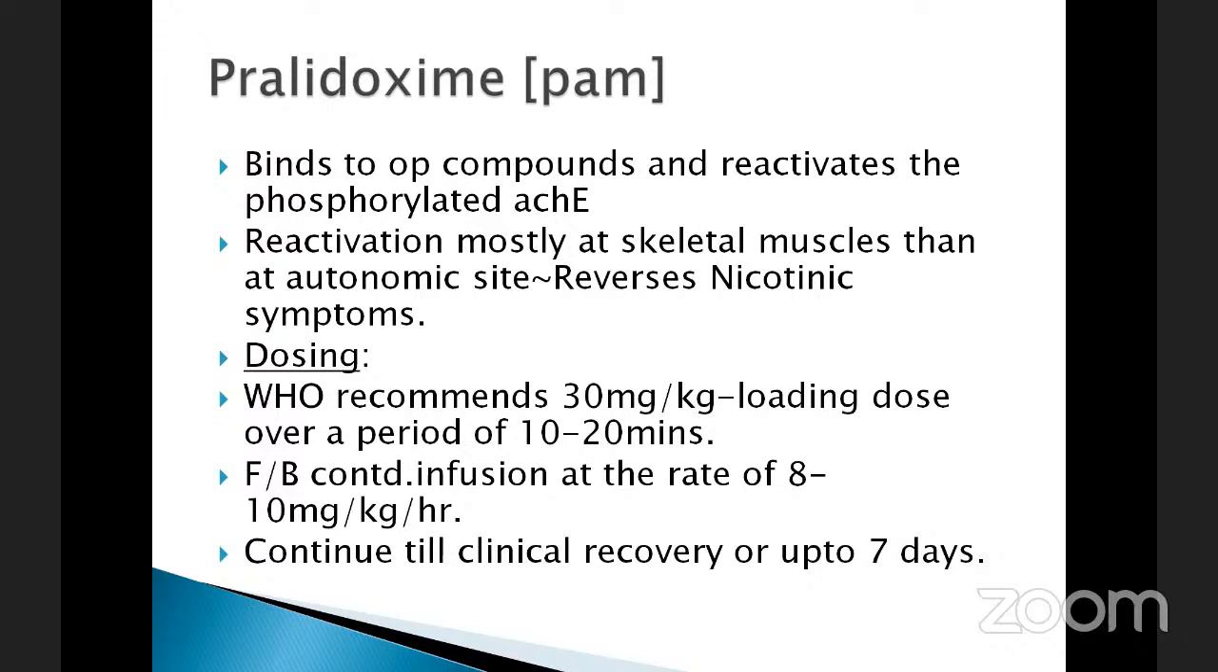Like proper sanitization should be taken, and staff will use proper PPE kits.